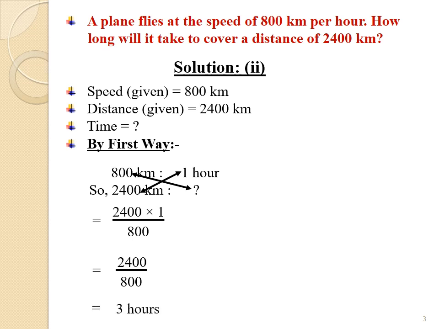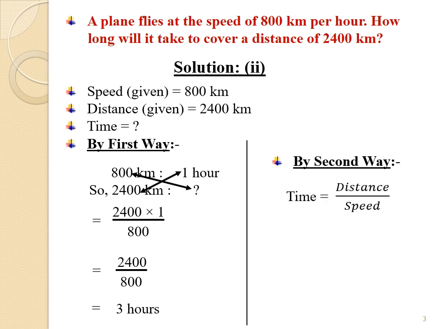Now, by the second way, using the formula of time, as we have to find out the time. Time equals distance upon speed equals 2400 by 800 equals 3 hours. Thus, the time taken by the plane is 3 hours to cover the distance of 2400 kilometers.